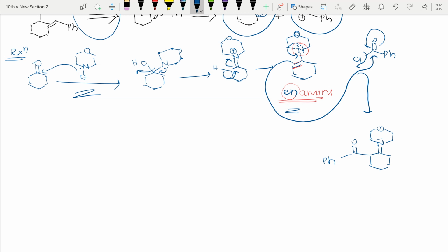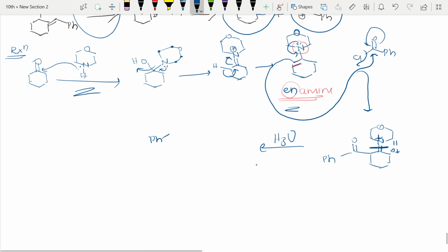Resonance, I have drawn it wrongly. Nitrogen should get a positive charge, right? I hope you got it. Next we will do hydrolysis. If we do hydrolysis, this bond will be broken. It gets hydrogen and here it will get oxygen. So this is the product it will give. This is a simple enamine reaction.